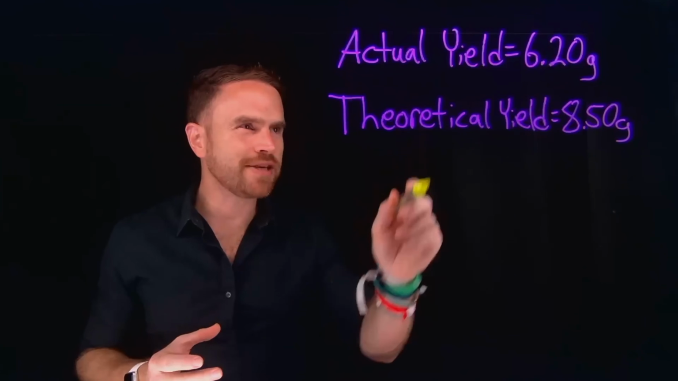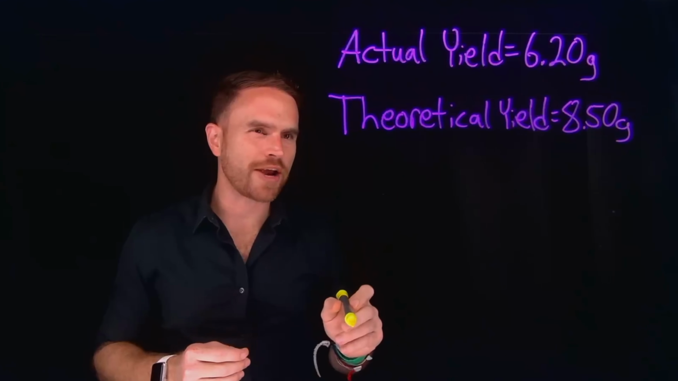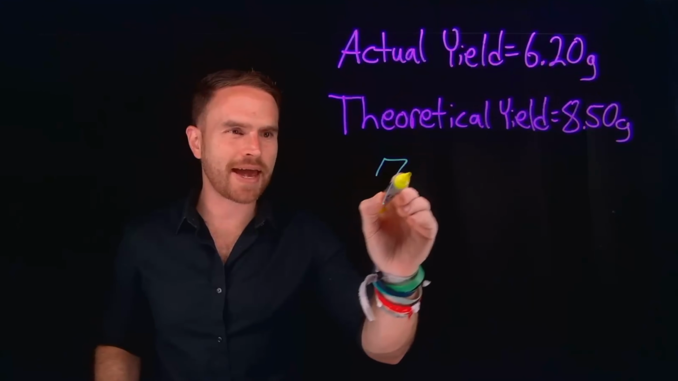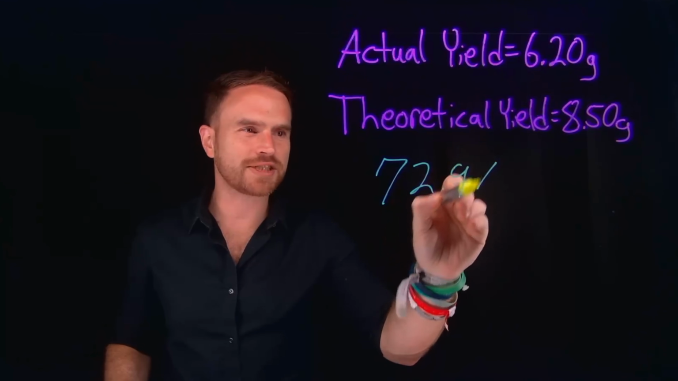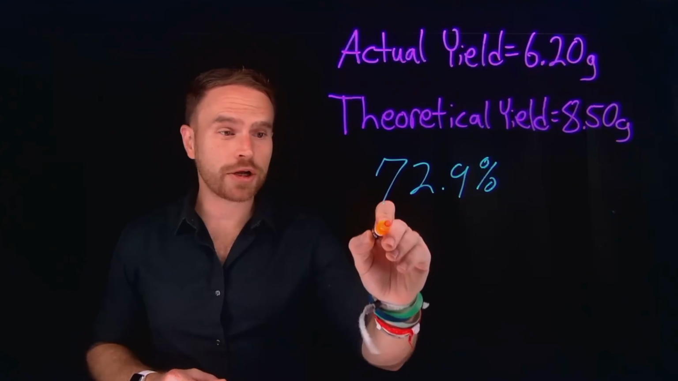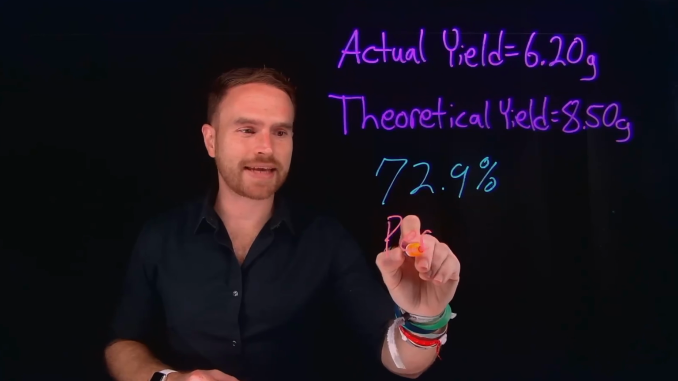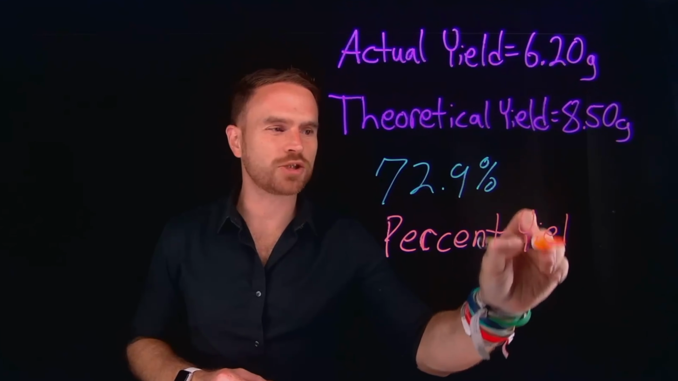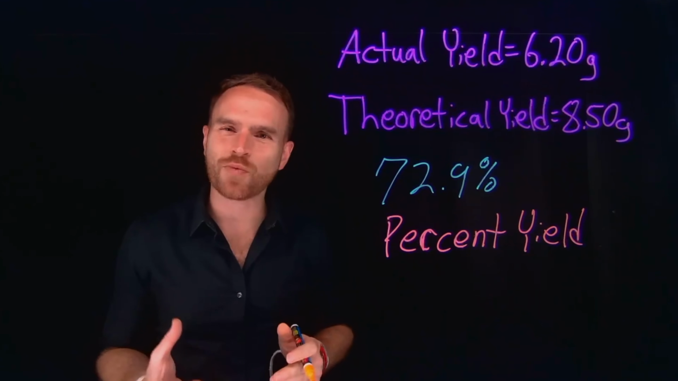If the actual yield of a reaction is 6.20 grams and the theoretical yield was 8.50 grams, then this means that I had a 72.9% yield for this reaction. And if you want to know what percent yield means and how you can calculate it, then you should stick around for this video because I'm going to show you all the ways in which you can calculate percent yield and actually what this value means.